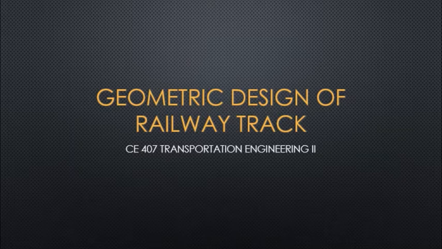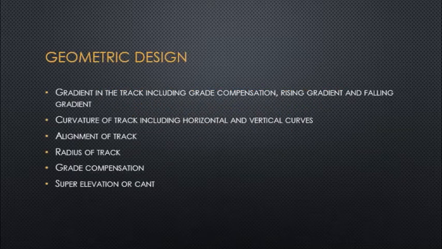So let's go. In this module, we will discuss these basic points regarding the geometric design of a railway track. It includes gradient in the track, including grade compensation, rising gradient, and falling gradient. Moving further, we will come across the term curvature, the curvature of track. We generally provide two types of curves. The curves may be a horizontal curve or a vertical curve. We will discuss these two types of curves in detail in this module.